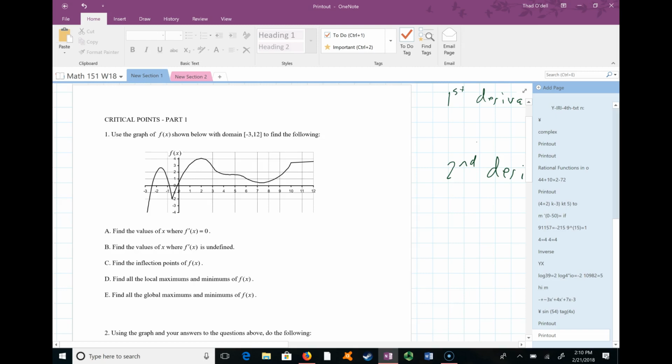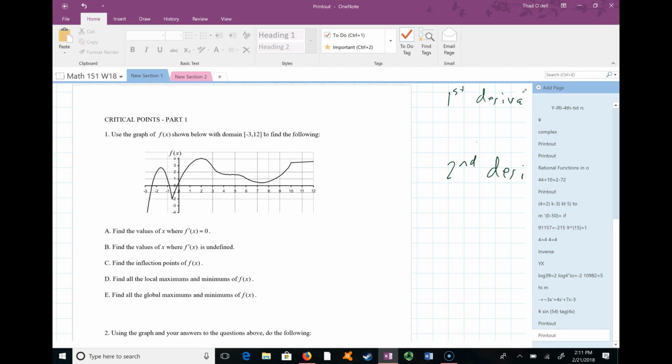Number 1 says use the graph of f of x shown below with domain -3 to 12 to find the following. In other words, it stops at -3 and stops at 12 because we have little brackets there. You're supposed to find the values of x where f prime of x is equal to 0. Remember, derivative equals 0 means that the slope is 0, which means we're looking for flat spots.